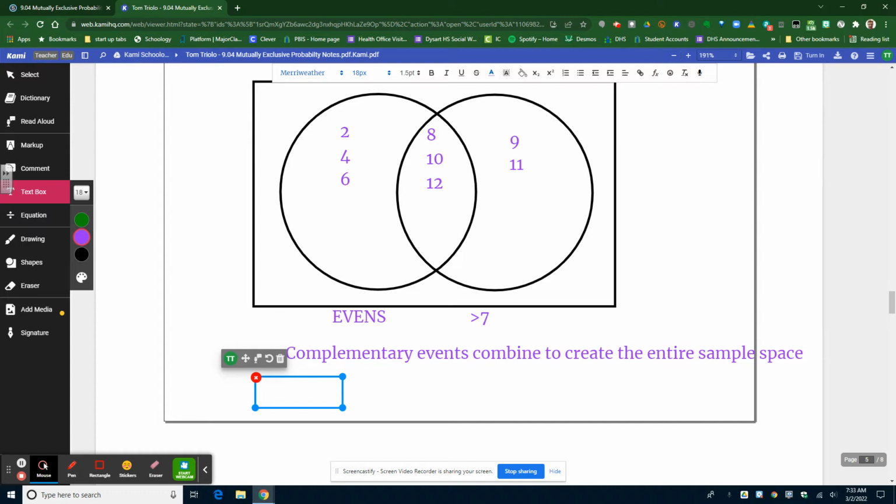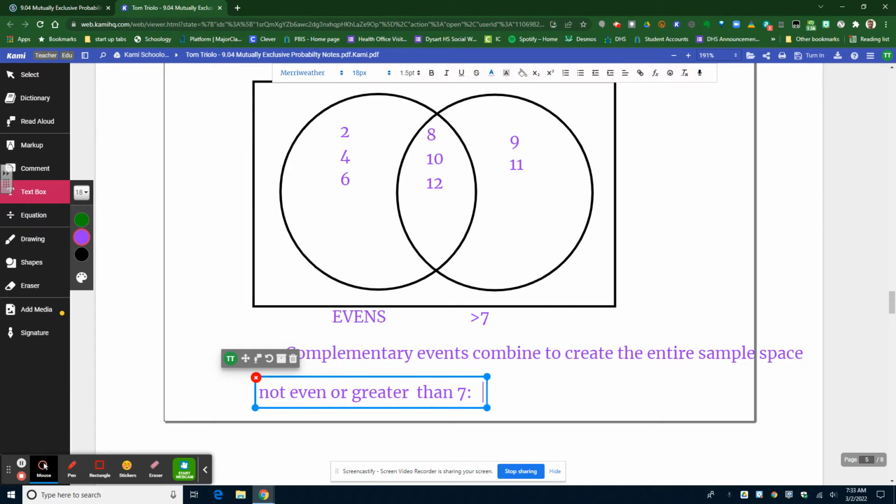Okay. So if we have not even or greater than 7. So that would be the complement of what we have up here already. Okay. So the way we'd show this would be the following. It's going to look a little weird. Okay. Make a parenthesis.